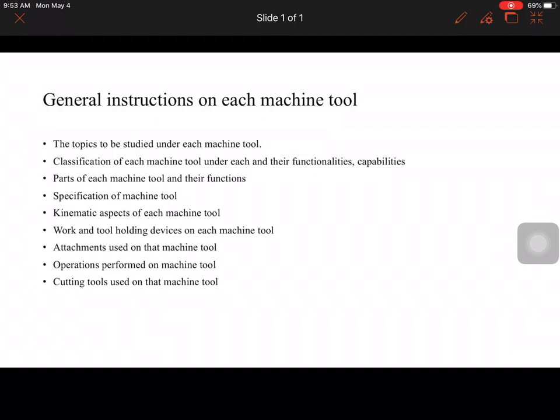Next one is the operations performed on each machine tool. So whenever we are talking about the operations, we need to understand what is the cutting motion, what is the feed motion. So let us understand the things related to the facing operation, which is performed on the lathe machine. So what is the cutting motion here? Cutting motion is given to the work part, which is rotation of the work part. And feed motion is given to what? Feed motion is given to the cutting tool. Here this is cross feed motion.